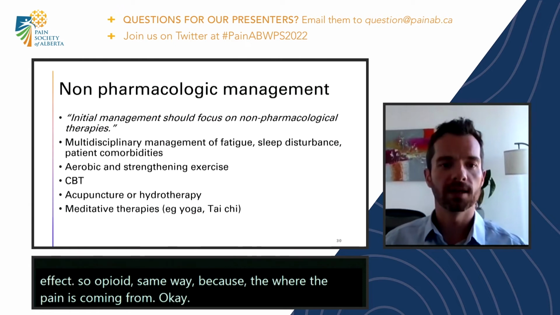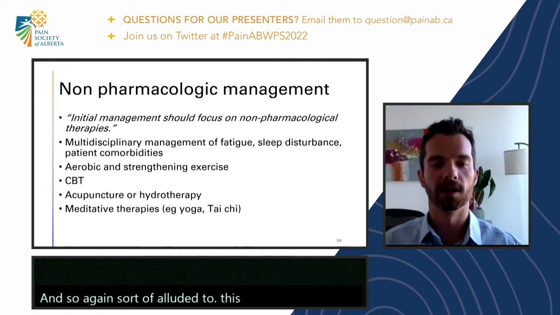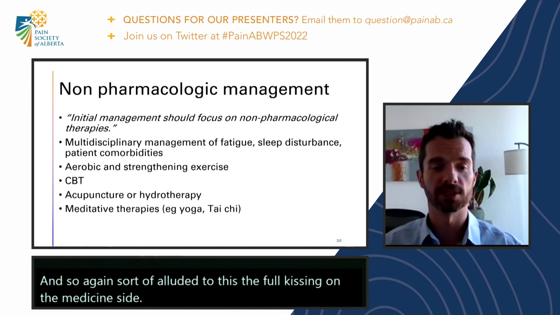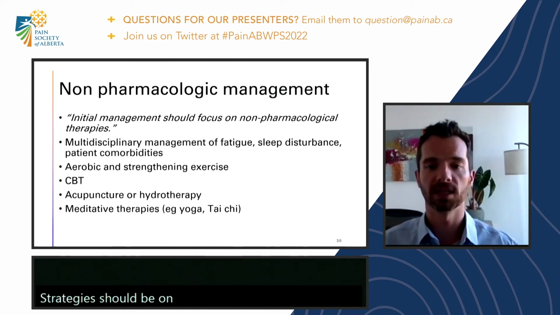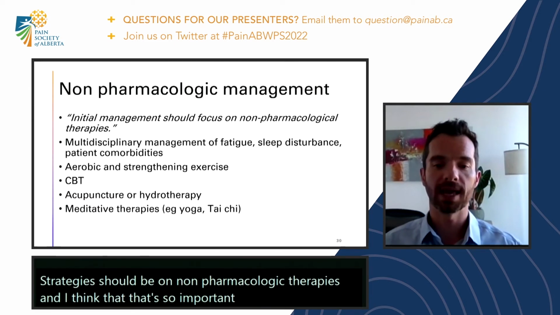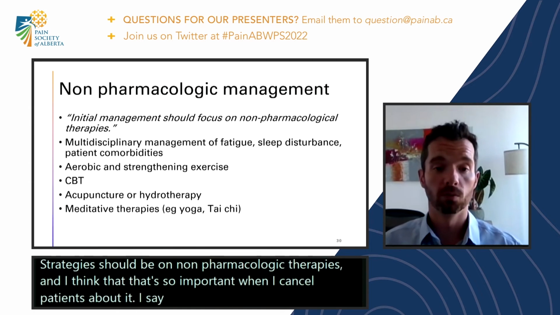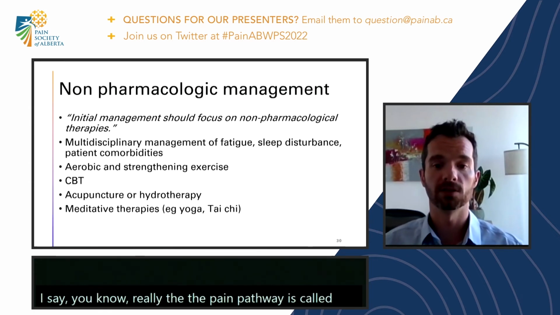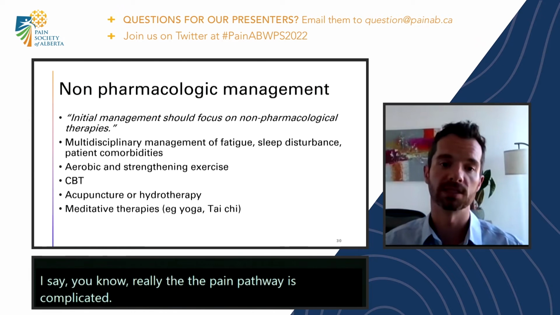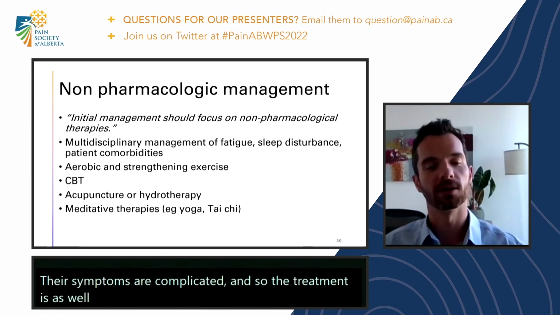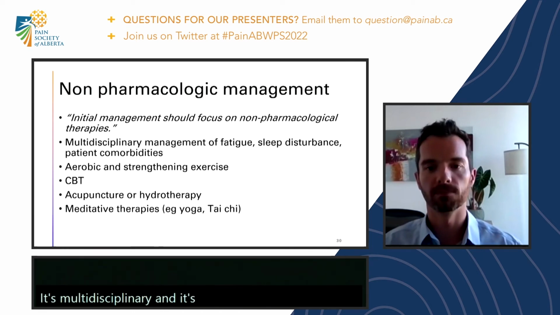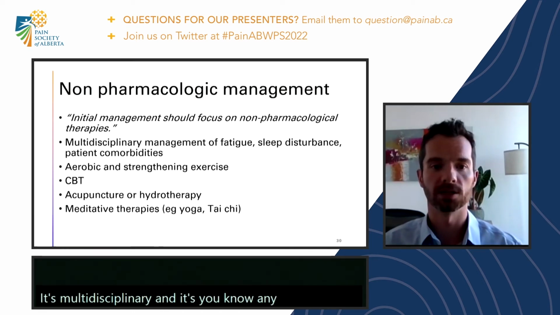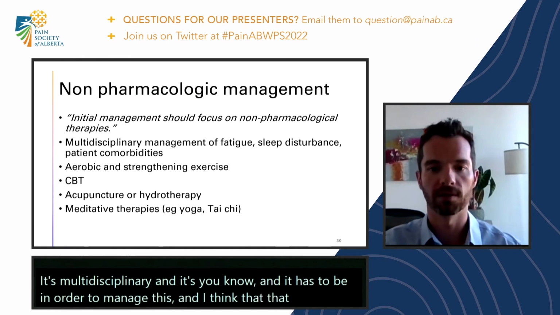Okay, and so again, as I alluded to, I was focusing on the medicine side, but even in the guidelines, one of the first things they say is that initial management strategies should be non-pharmacologic therapies. And I think that's so important. When I counsel patients about it, I say the pain pathway is complicated, their symptoms are complicated, and so the treatment is as well. Or I shouldn't say complicated, complex. It's multidisciplinary, and it has to be in order to manage this. And I think that's really important for all of us to remember.